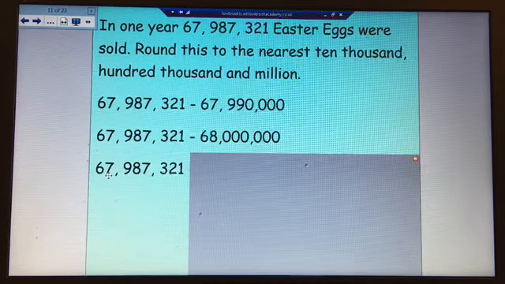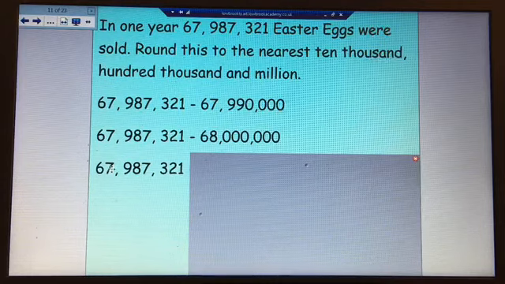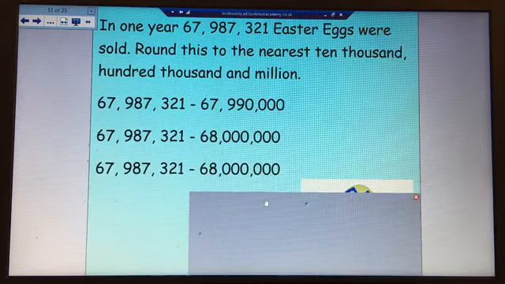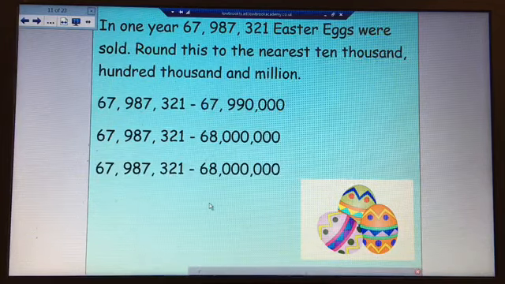And for this one, our millions, the one after is a 9. So you're going to round it up to 68 million. And again, so that will be the same answer as the one before it.